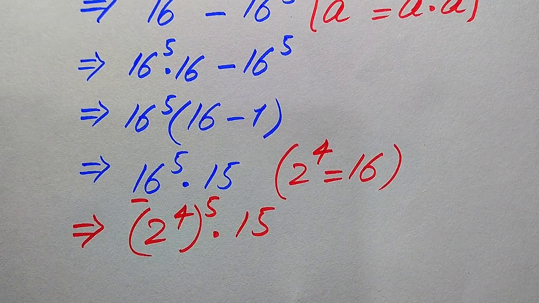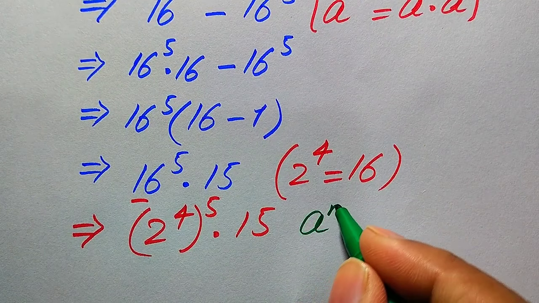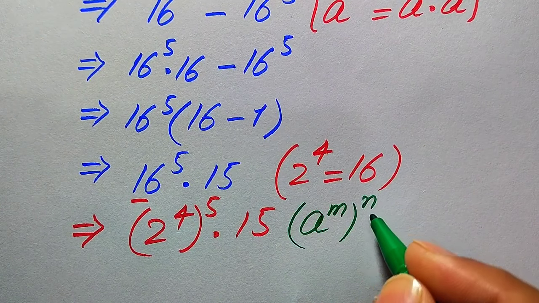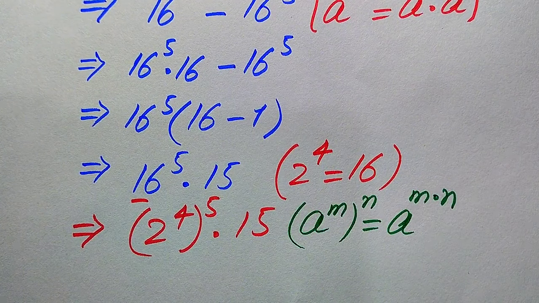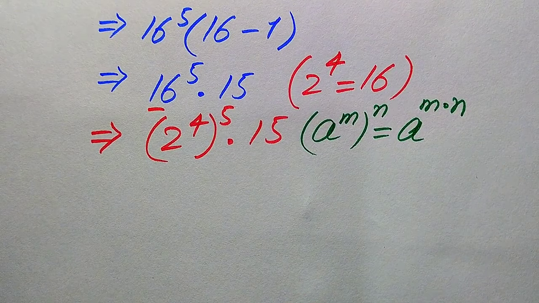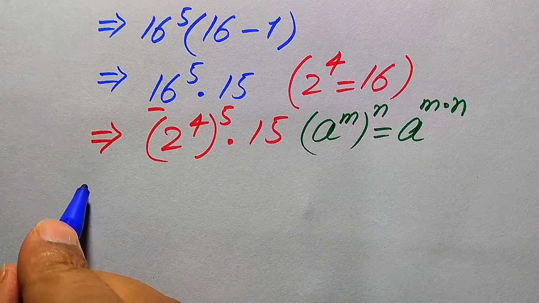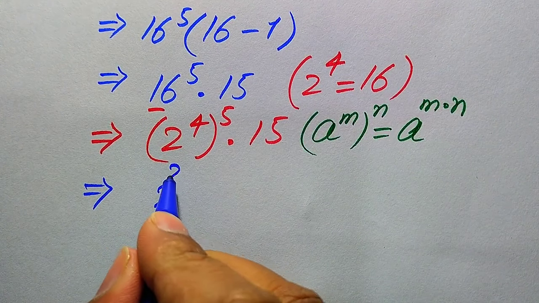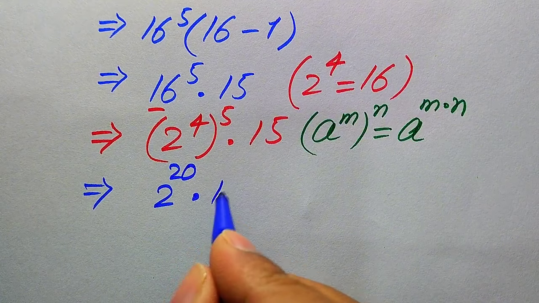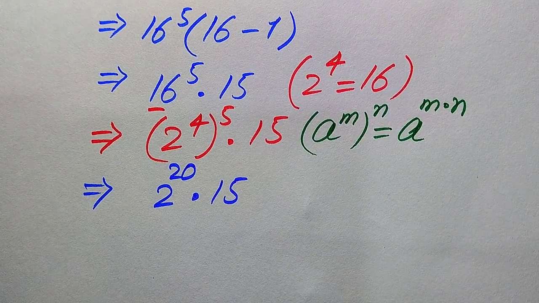Here we use another exponential law. You know that a to the power of m to the power of n is equal to a to the power of m multiplied by n. So according to this rule, 4 times 5 becomes 20, and it becomes 2 to the power of 20 multiplied by 15.